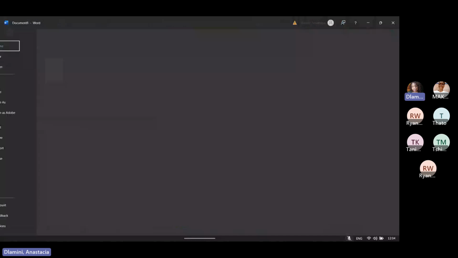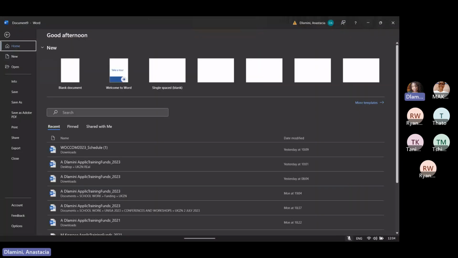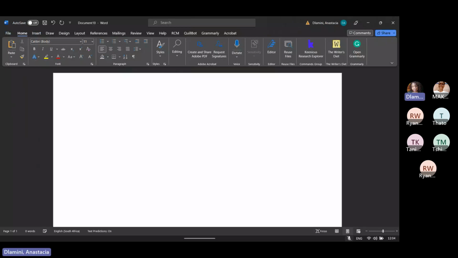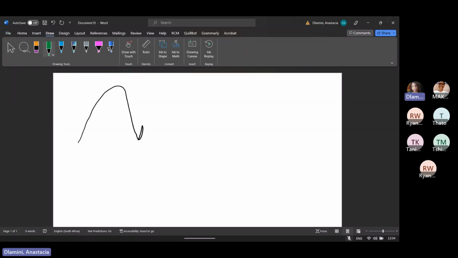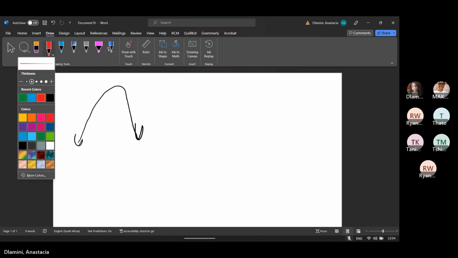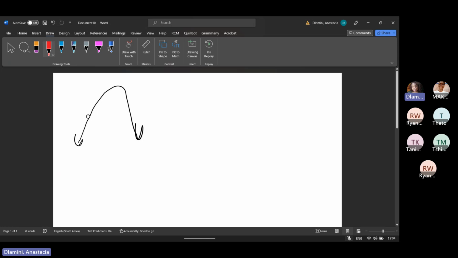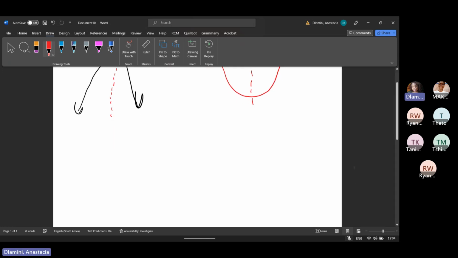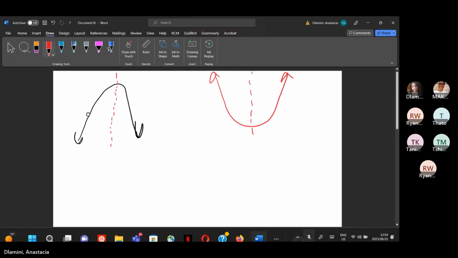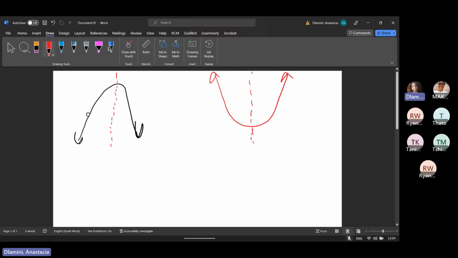Okay, let me define the line of symmetry first, so maybe it might make sense. The line of symmetry is a line that will cut the parabola into two equal halves. In our case, we'll use a vertical line, because our parabola will face either up or down. So it's a vertical line. It cuts here, like this. You see where the turning point is?